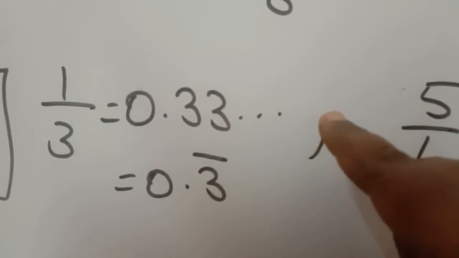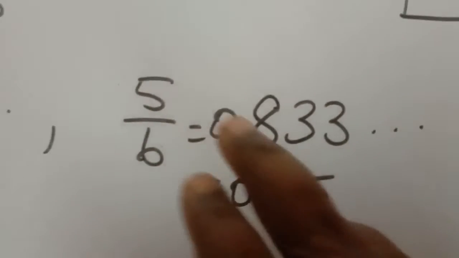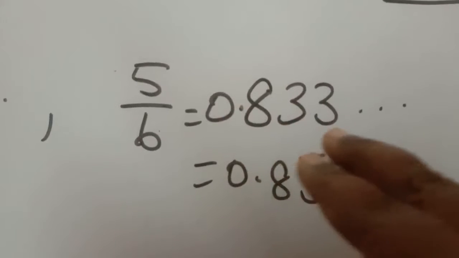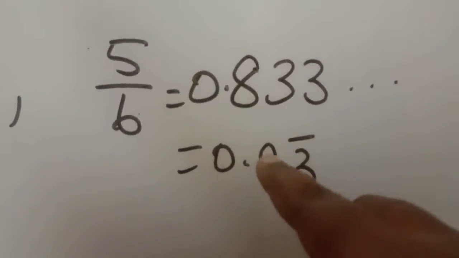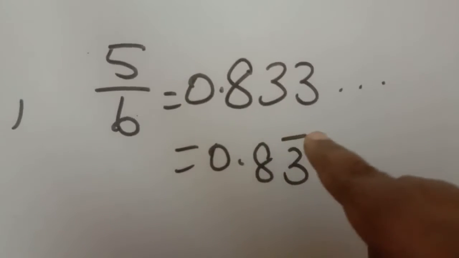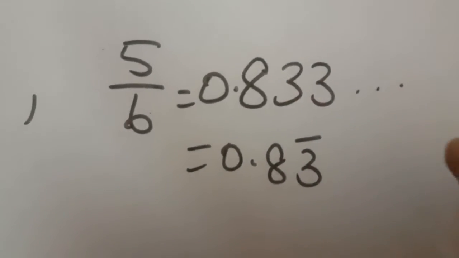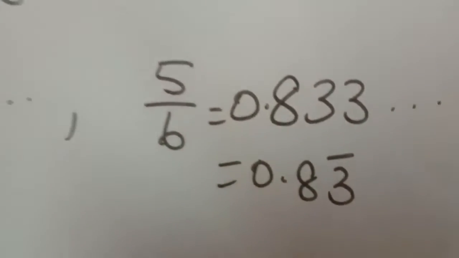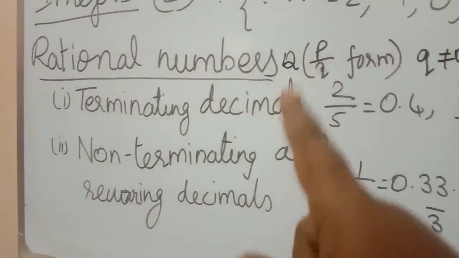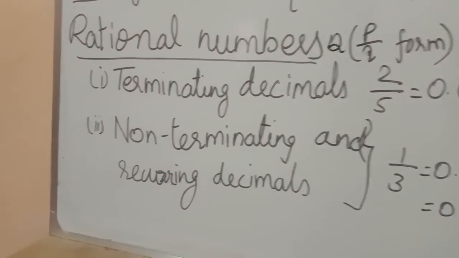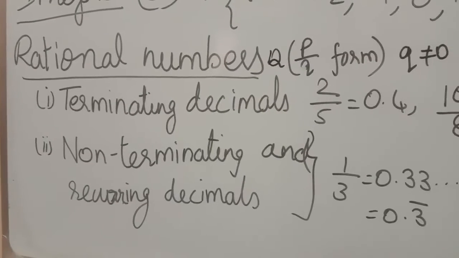So this is non-terminating, that means non-stop it is going on, but recurring, some numbers are repeating, so it is a rational number. Next 5 by 6, 0.8333, so 3 alone is repeating, so we write the bar for 3 alone. So this is also non-terminating, non-stop it is going on, but it is a recurring decimal. So these are all rational numbers. Rational numbers are denoted by Q. So rational numbers are either terminating decimals or non-terminating and recurring decimals.